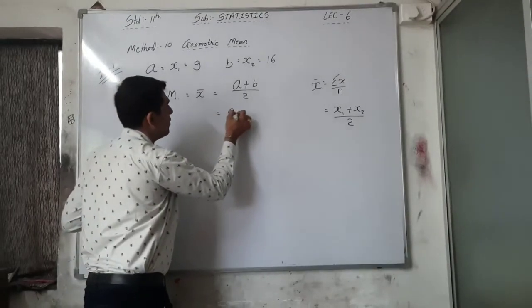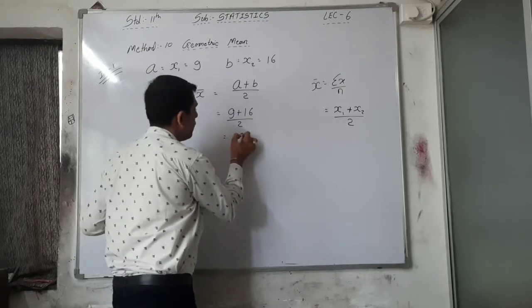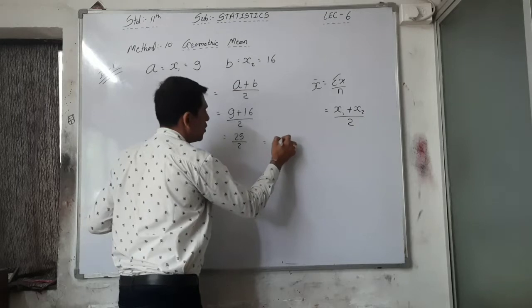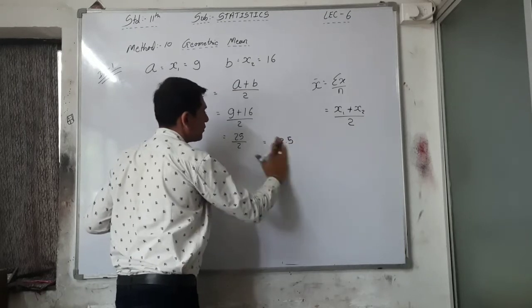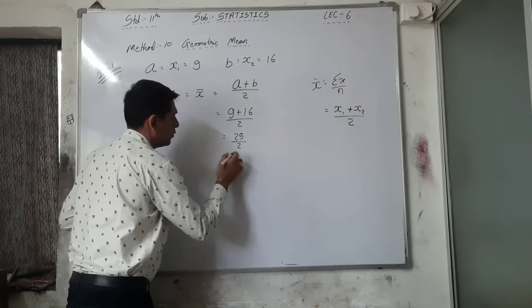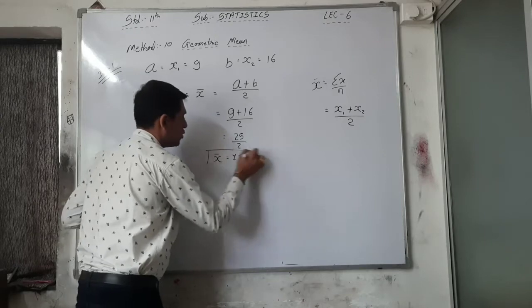So here 9 plus 16 divided by 2, 25 divided by 2, so the answer is 12.5, or you can say your x bar is equal to 12.5. Here is your x bar.